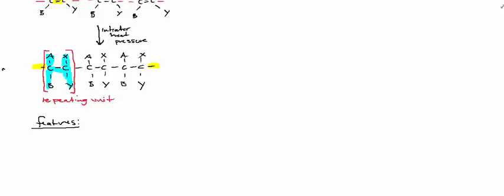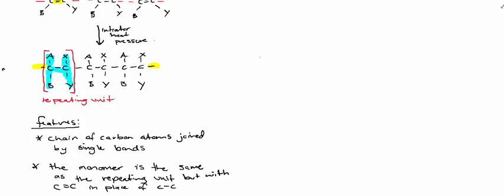Now some features to take note of in addition polymers. They're generally going to be chains of carbon atoms joined by single bonds. And the monomer unit is the same as a repeating unit, but it will have a carbon-carbon double bond in place of the carbon-carbon single bond.